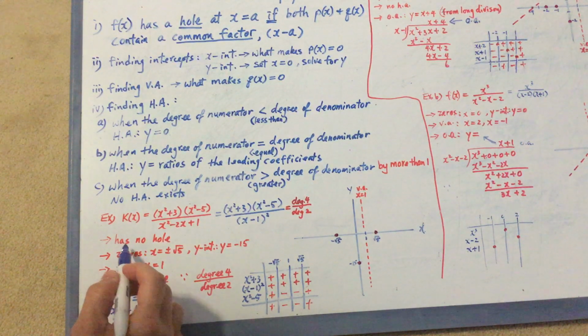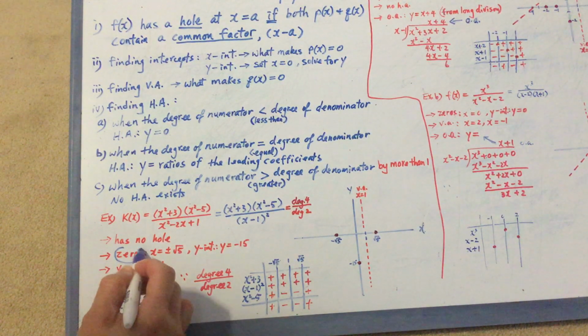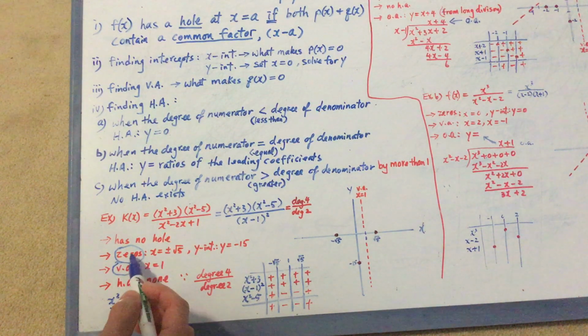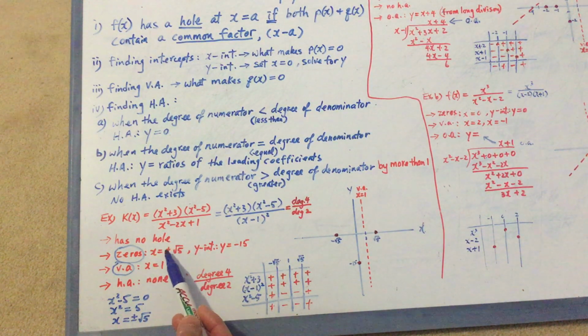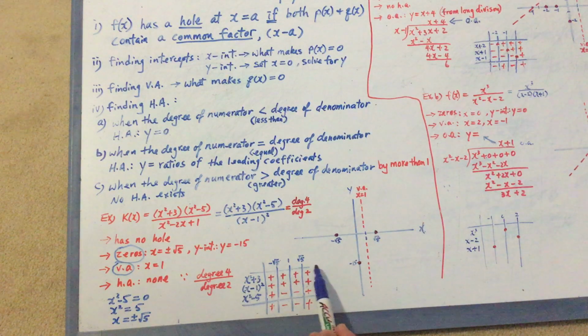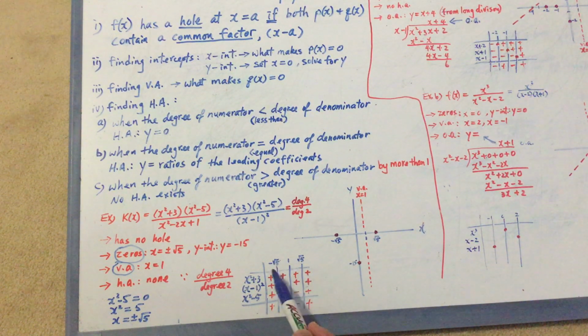In the factor table, you always take the zeros and the vertical asymptote, those values, which are a plus and minus root 5 and a 1. You line them up on the line at the top, in ascending order. So start with the smallest, and the biggest goes here, and then you put all the factors down here.